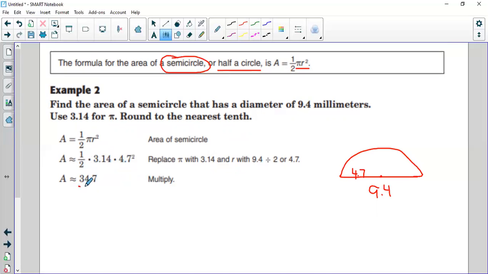My final answer is 34.7. Really, they should give me a label since this is in millimeters. This should be millimeters squared.